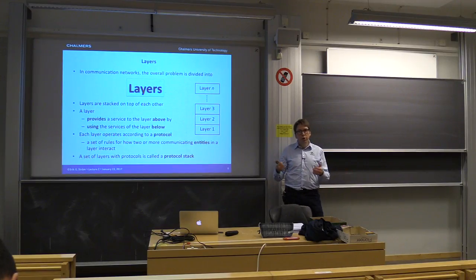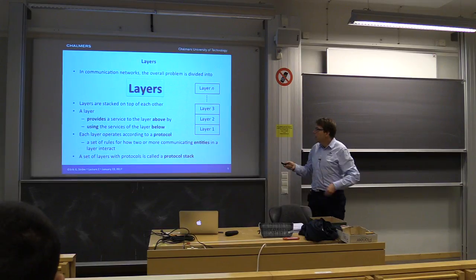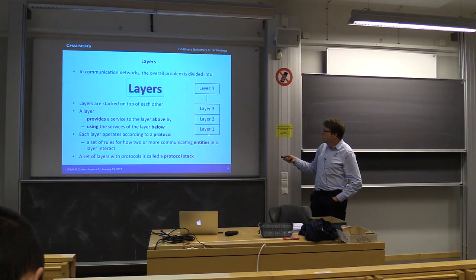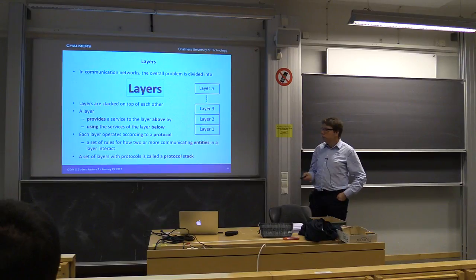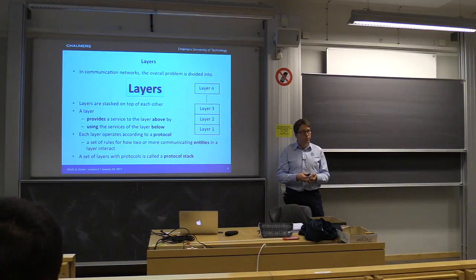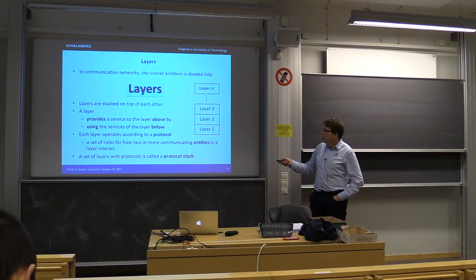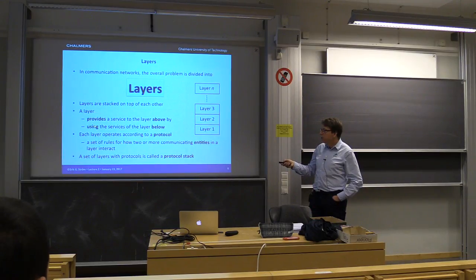Okay, and the number of layers depends. It could be different for different types of networks. Okay, now, so the numbering is important. So layer 1 is at the bottom and layer n at the top, and they are residing on top of each other. So sometimes this is also called a stack, a protocol stack. Okay, so the purpose of a layer is twofold. It should provide a service, and it should provide it to the layer above it, and it does that by using the services of the layer below.